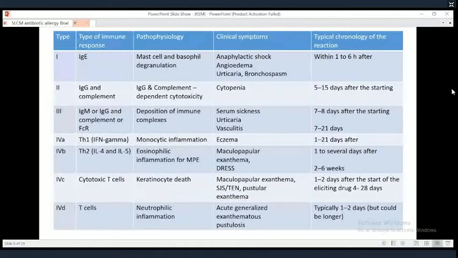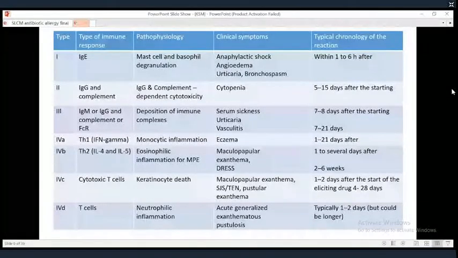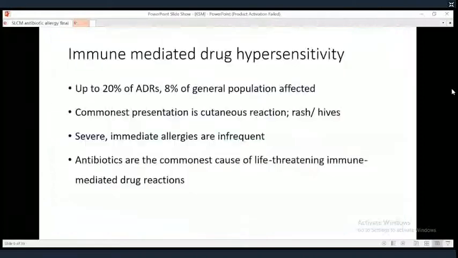So type 4 can be divided further into type 4A, 4B, 4C, and 4D. Generally, these can be either cutaneous symptoms alone, or there can be systemic involvement as well. So the time of onset can vary depending on what exactly is happening.